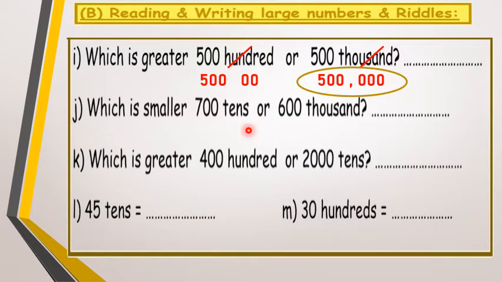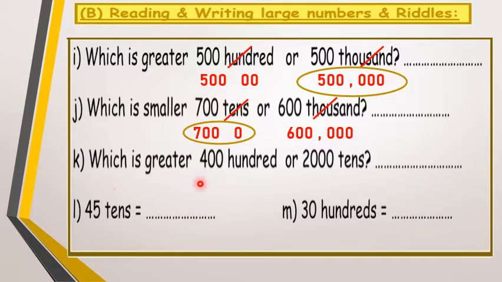Which is smaller, 710 or 600,000? So I will cancel tens, and instead of it I will put 1 zero, so it's going to be 7,000. And then I will cancel here 1,000, and instead of it I write 3 zeros, so it's going to be 600,000. So which is smaller? Of course 7,000 is smaller.